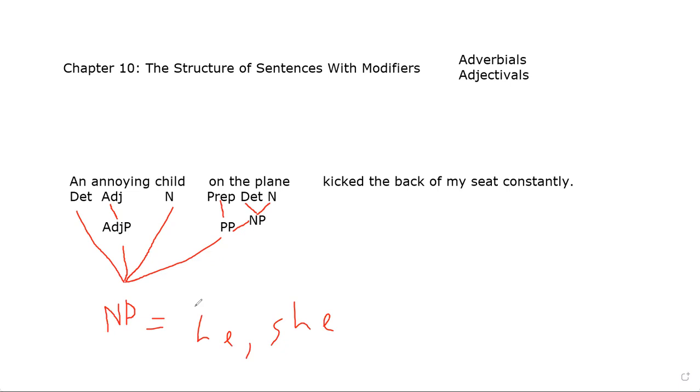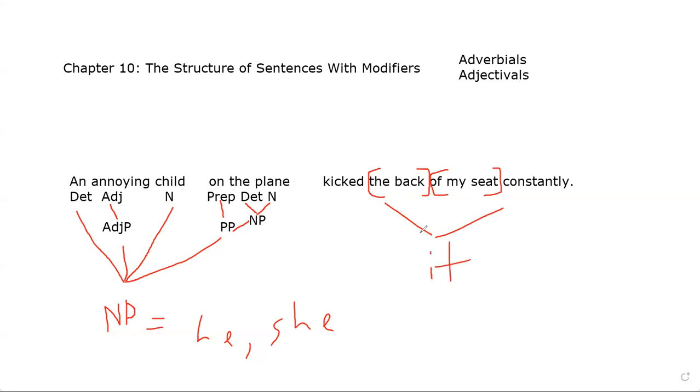So we see that the prepositional phrase is a piece of the noun phrase. It all goes together. We have it in one chunk. And the same thing is going to happen with the noun that goes in the verb phrase. I have a noun phrase, the back, and I have a prepositional phrase, of my seat. But if we think about it, what did the annoying child kick? Right? He kicked the back of my seat.